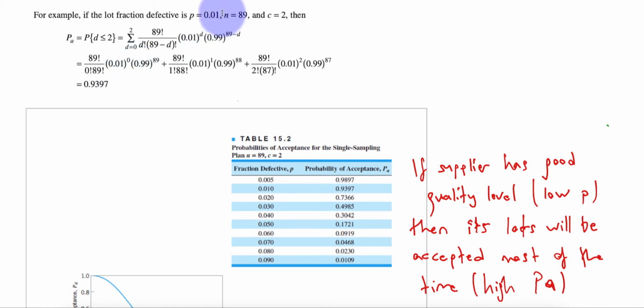If we use this sample size and this C value, and if the acceptable quality level is 1%, so it is 0.01 if we use a scale of 0 to 1, we will be interested in this probability of the fraction defective in the OC curve. So the probability of acceptance of the lots will be approximately 0.93. So it means 93%.